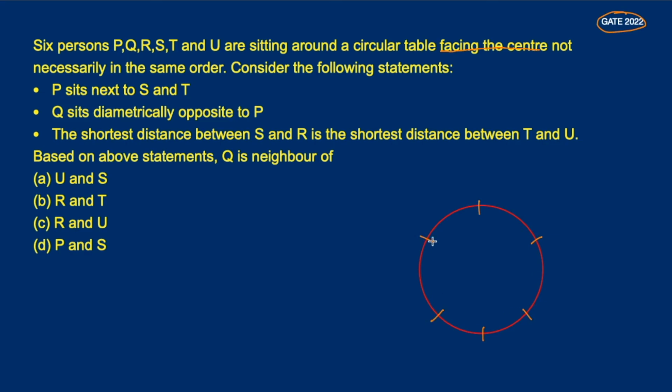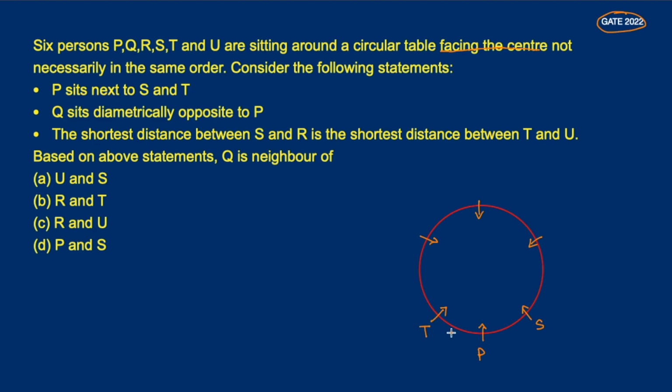So we have the six positions. Everybody is facing towards the center. Now let's start putting and allowing everyone to sit. It says that P sits next to S and T. So if, let's say, P is sitting here, always try to start from this position, because this is the deciding position. If P is sitting here, S and T are sitting on the other sides of him. So here is your S, here is your T. It can be the other way around also, but let's put it like this.